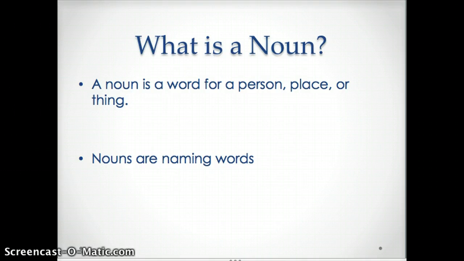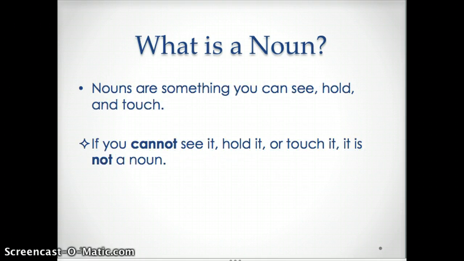A noun is a word for a person, place, or thing. To make it easy to understand, nouns are simply naming words. Nouns are something you can see, hold, and touch. If you cannot see it, hold it, or touch it, then it is not a noun.